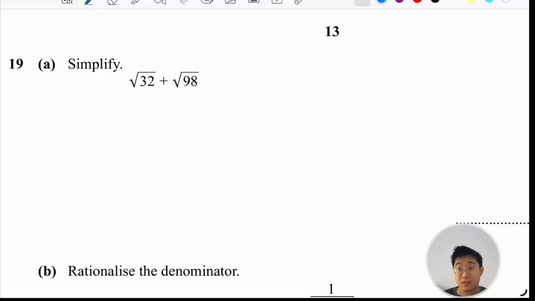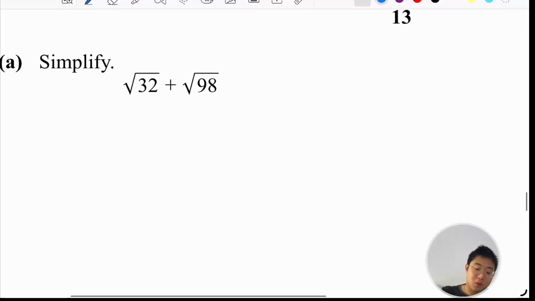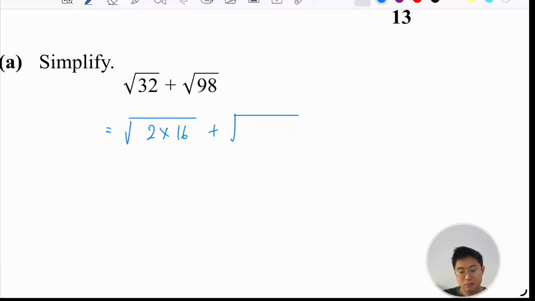Okay, simplify this. How do we simplify? We have to take the square root of the possible numbers that you can get. So 32, what are multiples that you can square root? We have 8 times 4, that's 32, but you can't square root any of that. You also have 2 times 16. So 16 we can square root, right? 2 times 16 plus 98. I think I can divide by 7. Let's try. 14. 7 and 14, none of which you can square root.